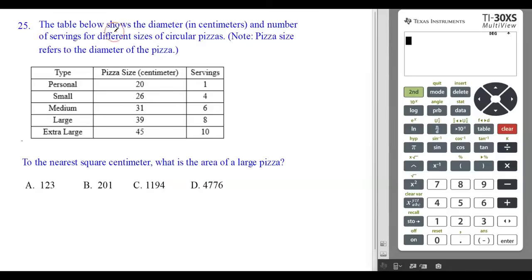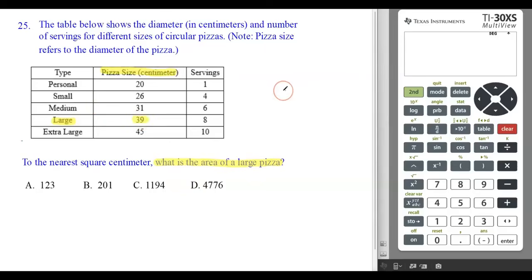Question 25. The table below shows the diameter in centimeters and number of servings for different sizes of circular pizza. Note, pizza size refers to the diameter. Question down here. To the nearest square centimeter, what is the area of a large pizza? That's what we're looking for, the area of a large pizza. The large pizza is here. The pizza size, which represents the diameter, is 39.